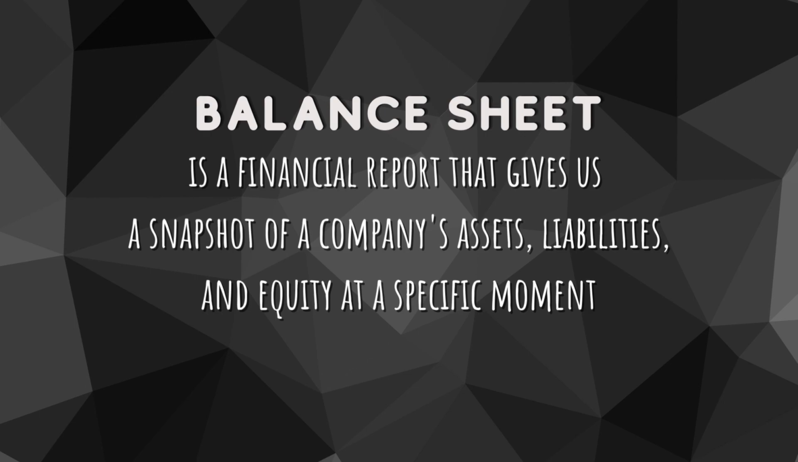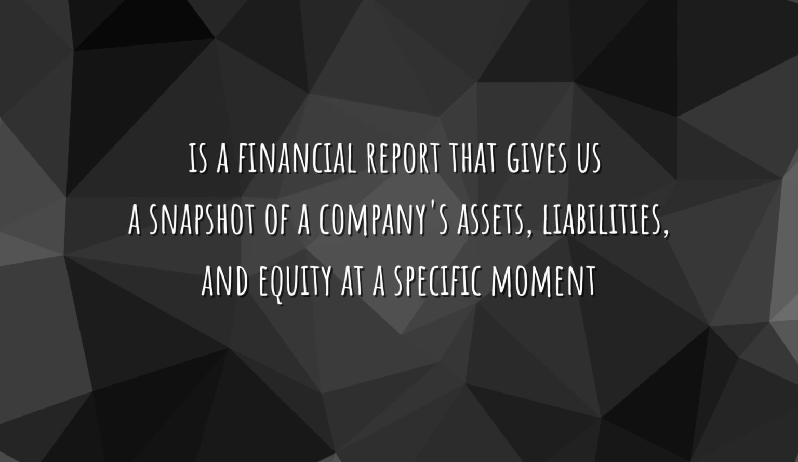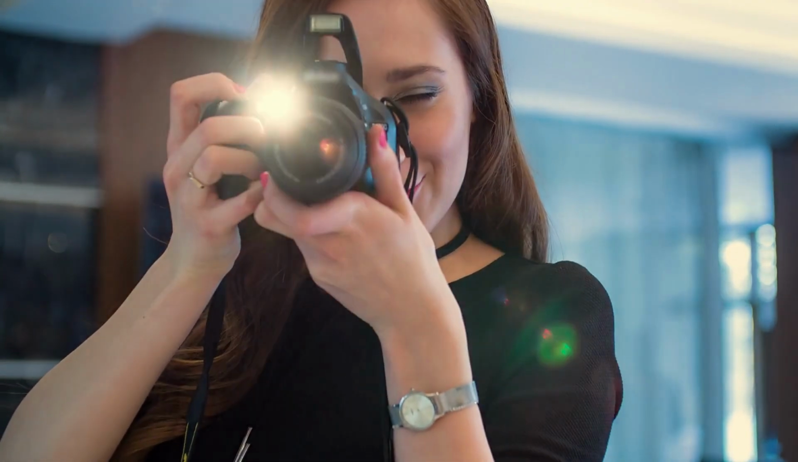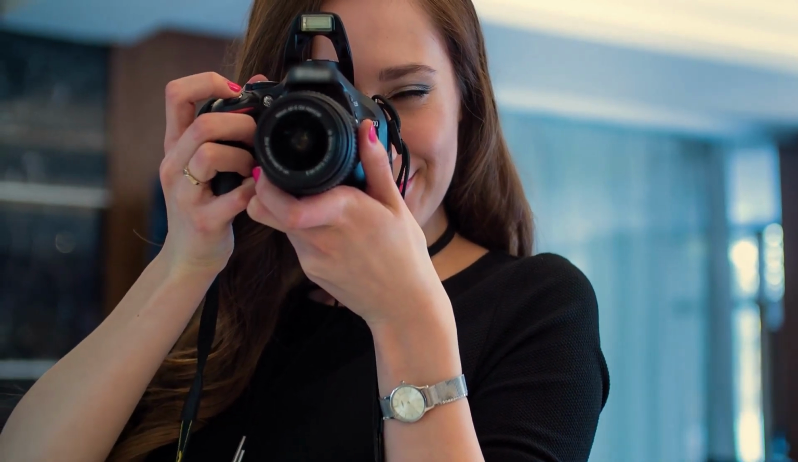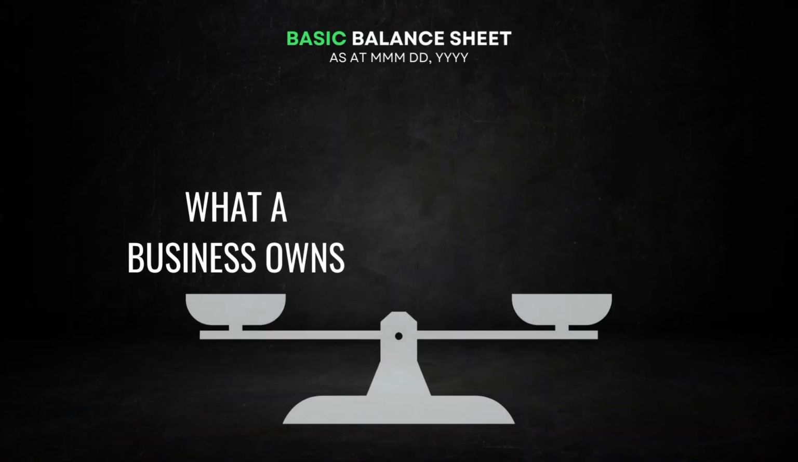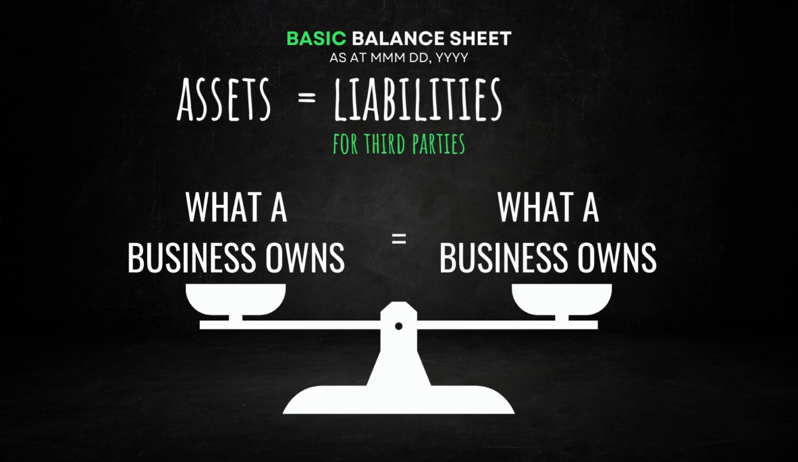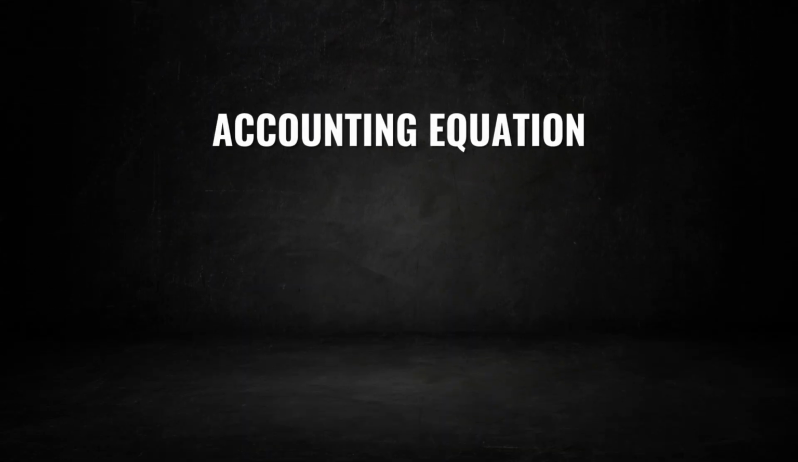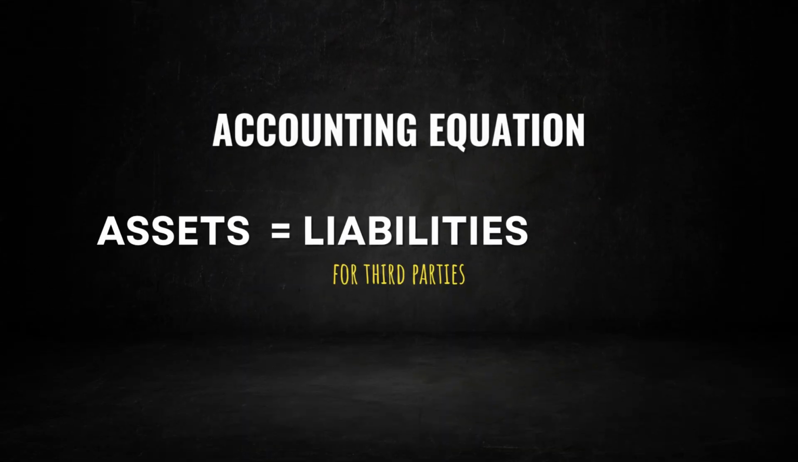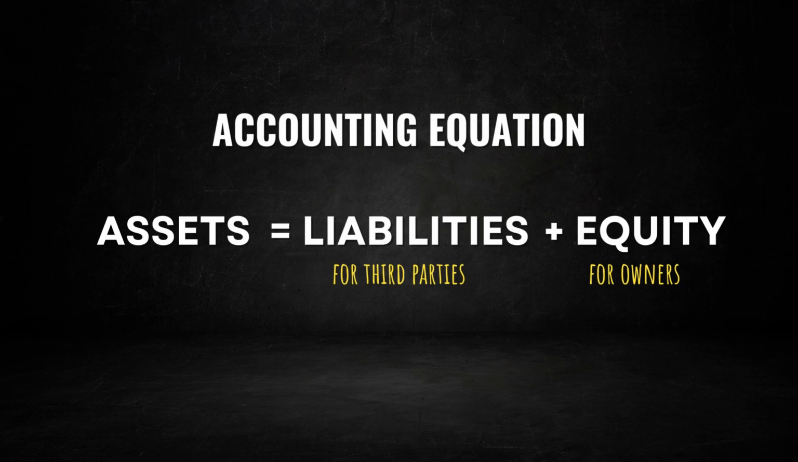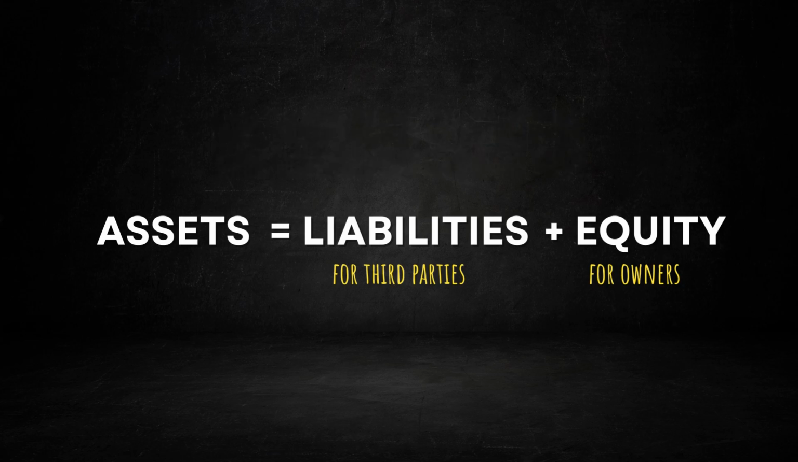A balance sheet is a financial report that gives us a snapshot of a company's assets, liabilities, and equity at a specific moment. It's like taking a picture of a company's financial situation. In a basic balance sheet, we find out what the business owns, assets, is equal to what it owes, liabilities. The difference between the two is called equity, which is what the business owes back to its owners. To put it simply, assets equals liabilities plus equity.